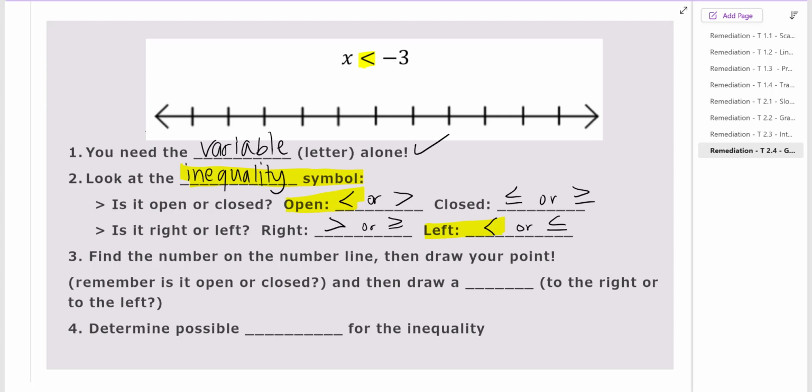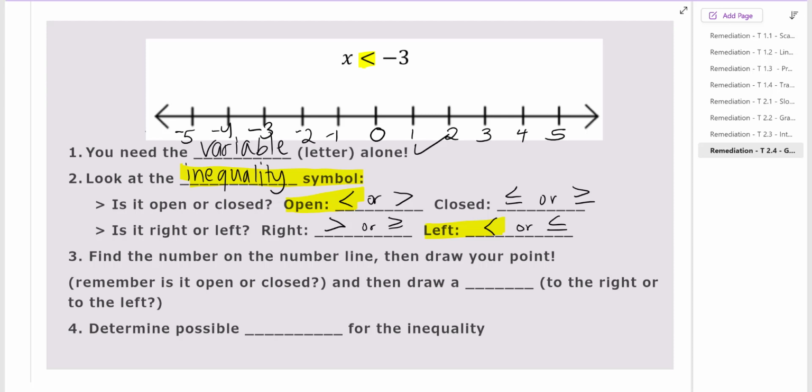So step 3 says find the number in the number line, then draw your point. So ahora número 3 dice que necesitas encontrar un número en la línea de los números y después dibujar tu punto. So first we need to write the numbers. Primero podemos escribir los números. So yo puedo poner 0 en el medio, positivo 1 derecha, 2, 3, 4, 5. Izquierda de 0 es negativo 1, negativo 2, negativo 3, negativo 4, negativo 5.